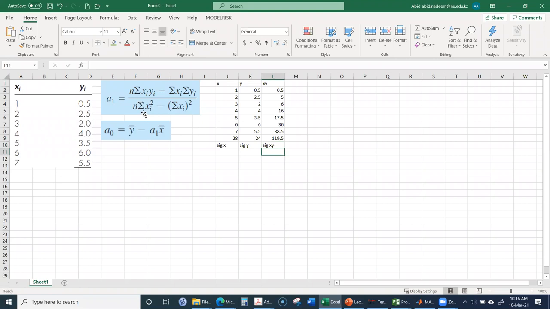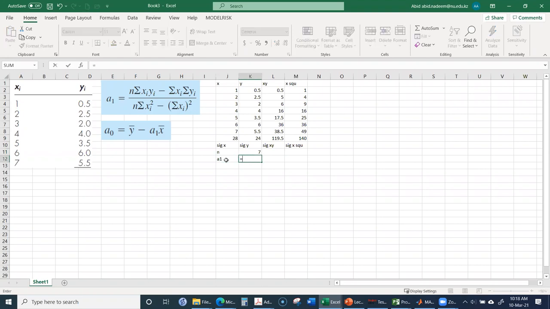Okay. And what else do we need? We also need x squares. So that will be equal to this value squared. Then I will copy it down and its sigma is here. Okay, 140. So this is sigma x squared. So we have all the values which we need for finding a1 and a0, right? Yeah. And n is equal to 7. And what else do we need? The square of sigma x. So that is the square of this value. So what we want to find is a1.